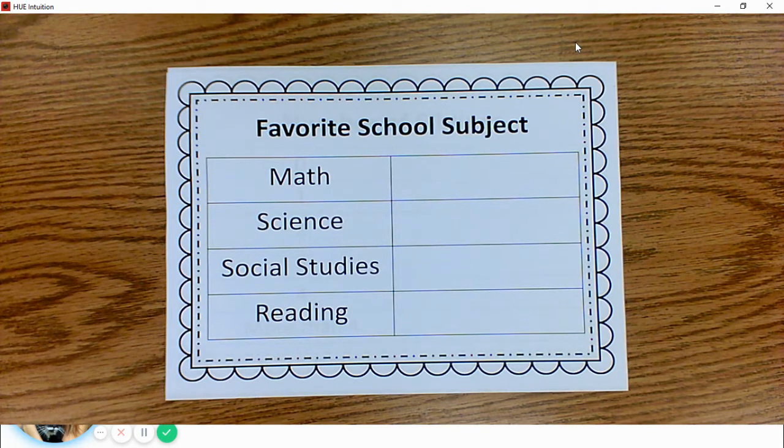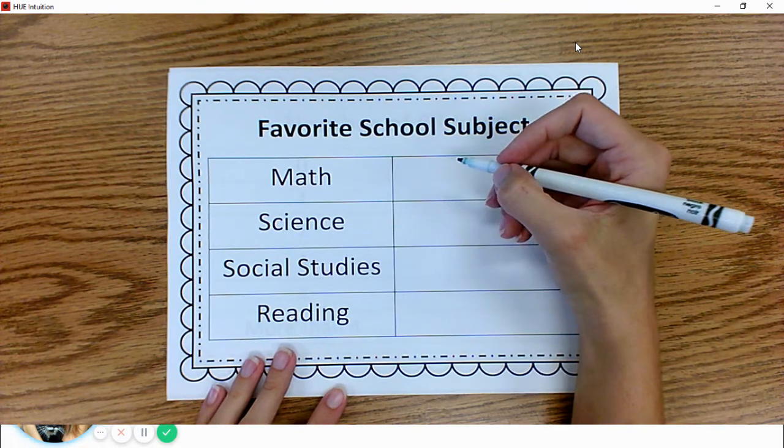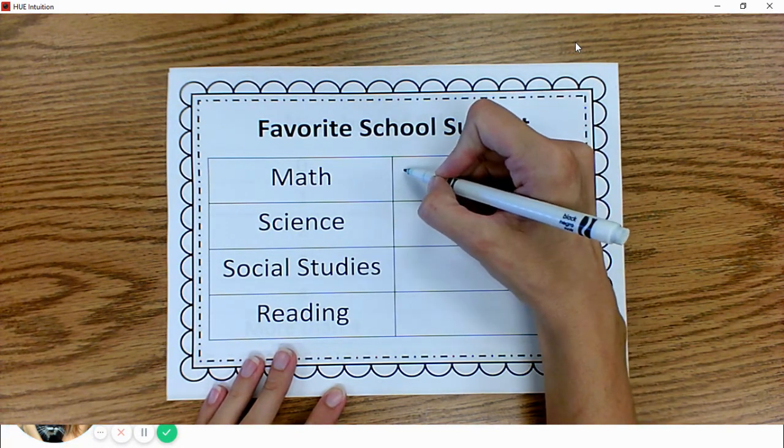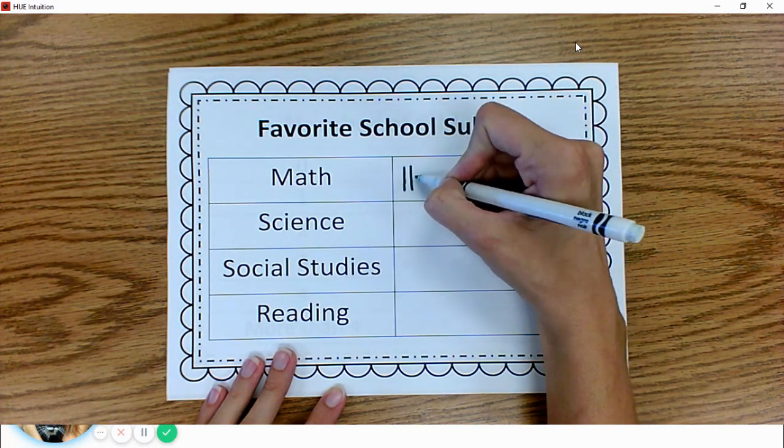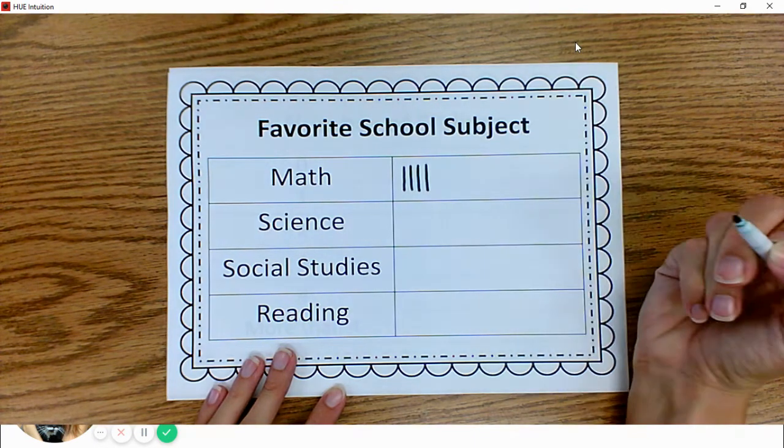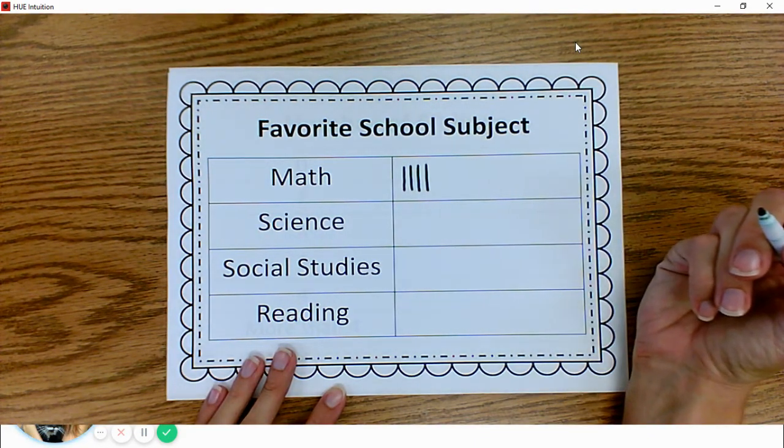So let's say I went around my class and I asked all of my classmates to pick their favorite school subject. I could record that data on my frequency table using tally marks. Let's say 4 people picked math. I would draw 4 vertical lines. Let's say 8 people picked science.